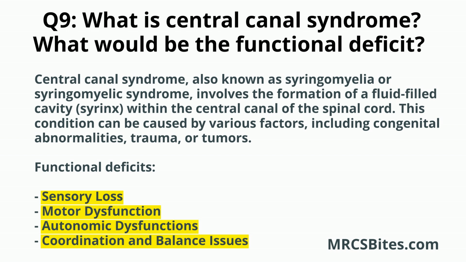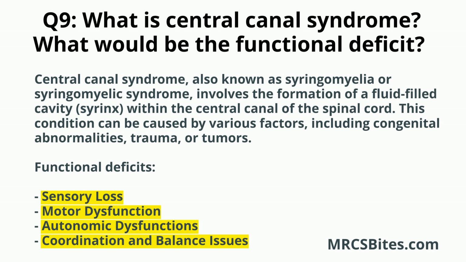The syrinx can affect the crossing fibers of the spinothalamic tract, leading to a cape-like loss of pain and temperature sensation over the upper back, shoulders, and arms. Sensation may be preserved in the lower body. Depending on the size and location of the syrinx, there can be varying degrees of muscle weakness or paralysis in the upper extremities, particularly in the hands and arms. This can result from damage to the anterior horn cells, lower motor neurons, or corticospinal tracts, upper motor neurons.